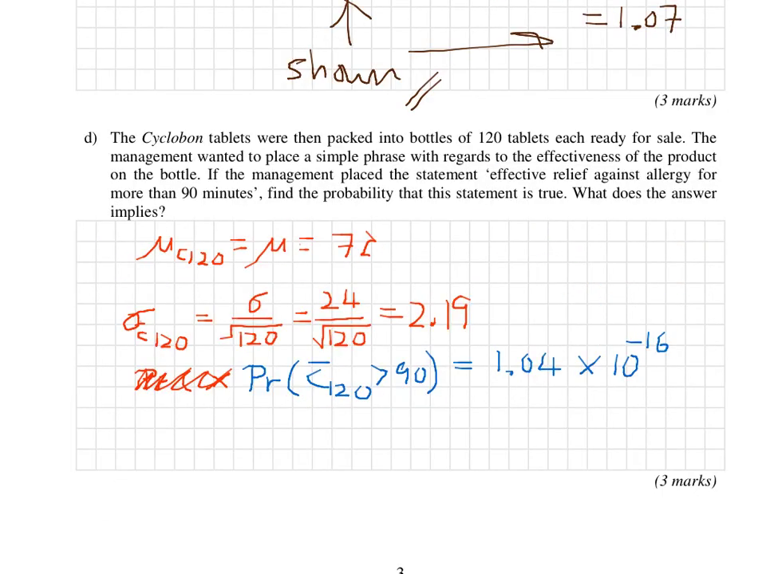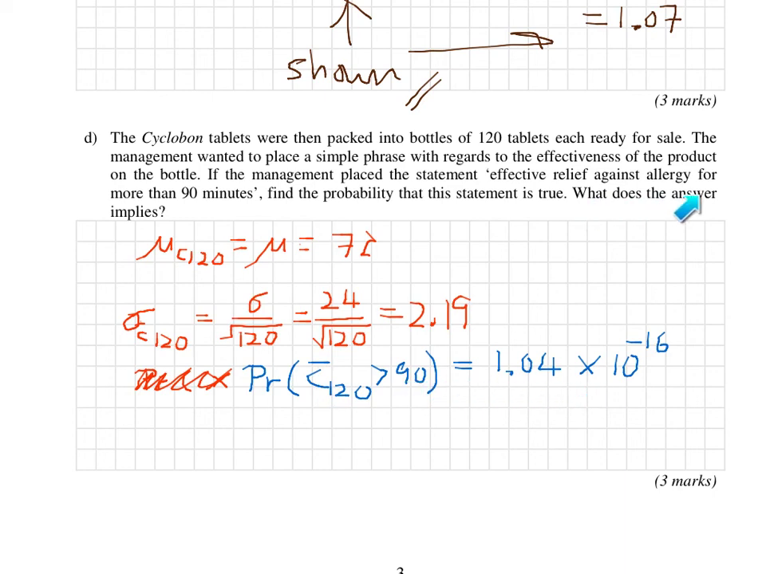Then here we have tablets packed in bottles of 120 tablets, and we want to test a claim that the tablet is effective relief against that allergy for more than 90 minutes. So this is again using the central limit theorem. We calculate the standard deviation, or the sampling error, is this, and the probability that this drug works more than 90 minutes, by using technology, you get this.